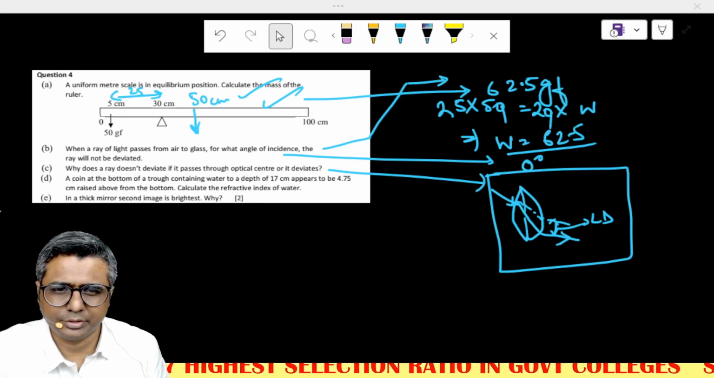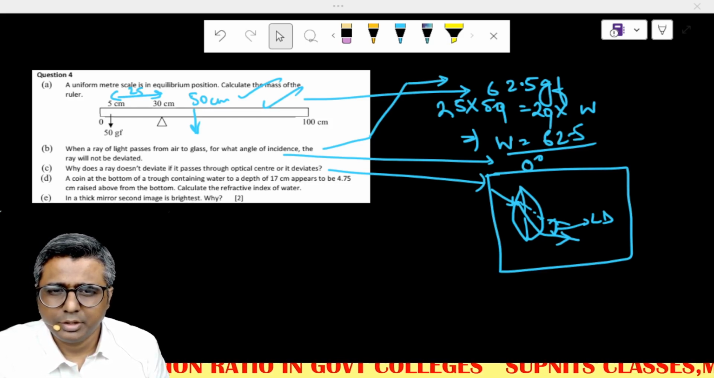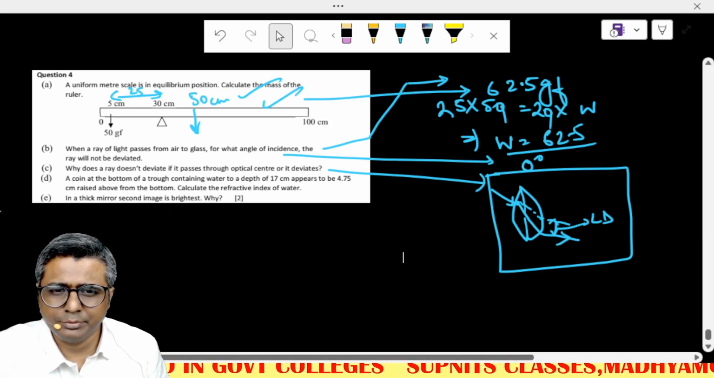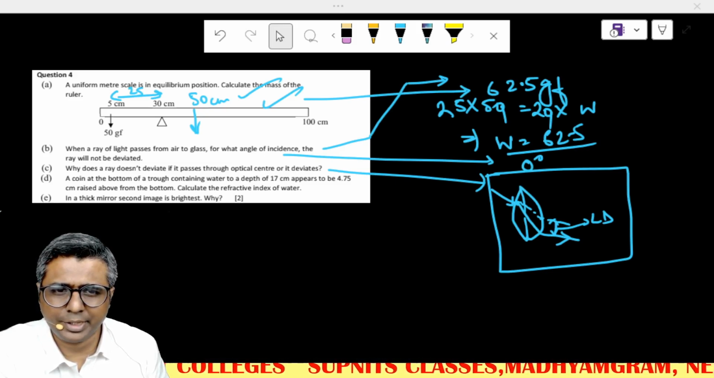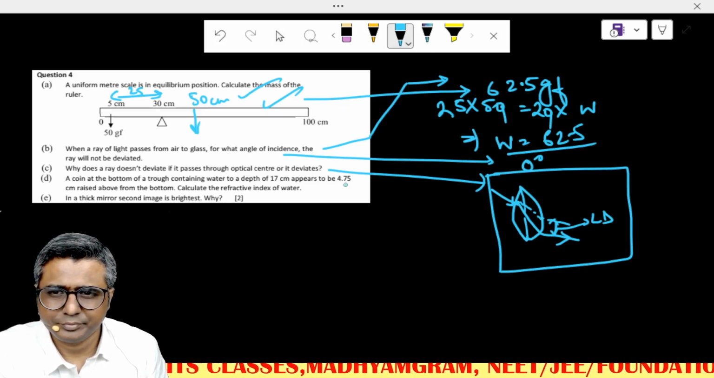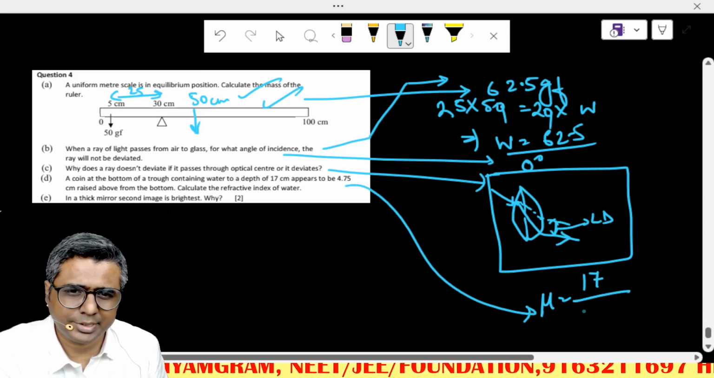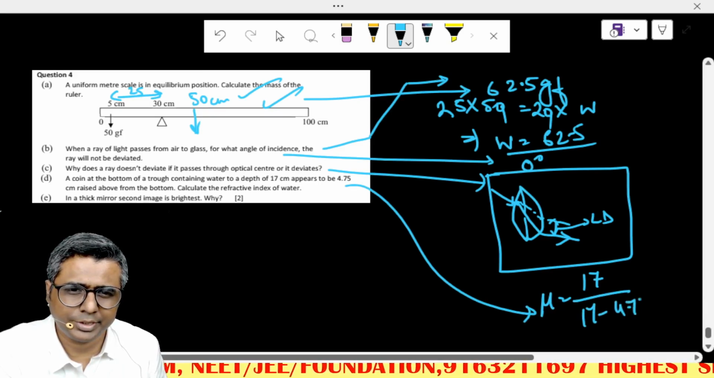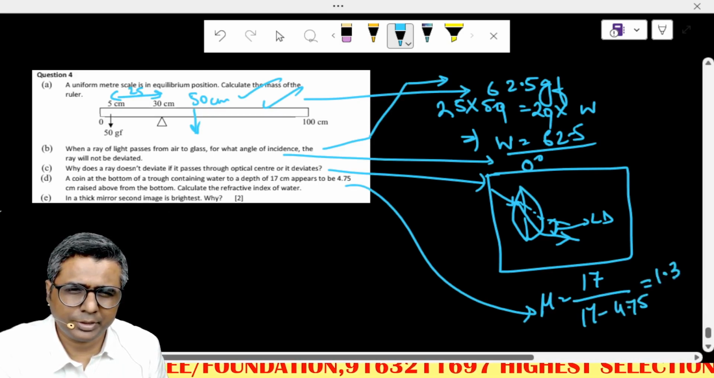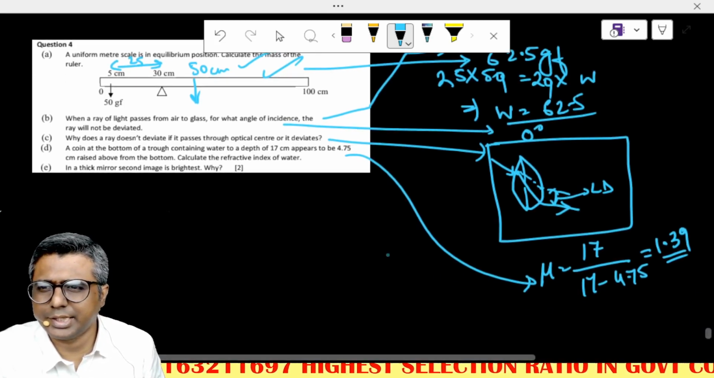Superbly easy question. Mu is equal to real depth by apparent depth. Mu is equal to 17 by 17 minus 4.75. The answer will be approximately 1.39. This section was very easy, I guess.